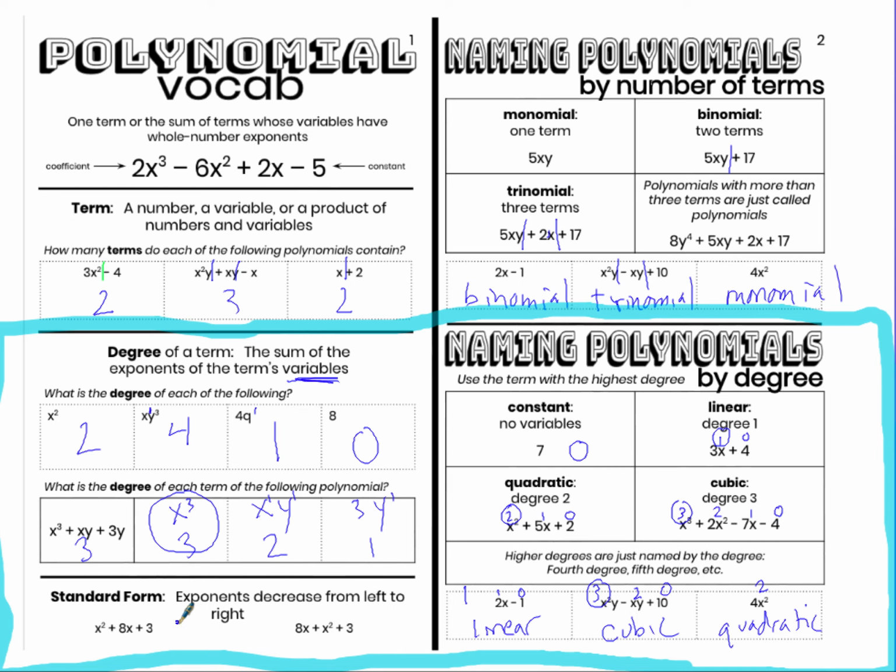Last piece of information here is standard form. When we're asked to write a polynomial in standard form, that means we write the terms in order from largest degree to smallest. So x squared plus 8x plus 3 is in standard form. 8x plus x squared is not in standard form because we want the degree 2, then the degree 1, then the degree 0 in that order, not 1, 2, 0. So highest degree to smallest degree.